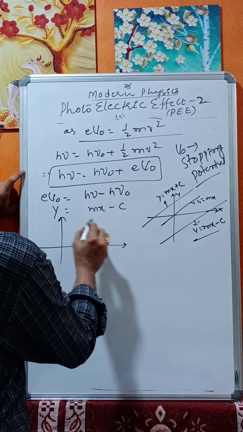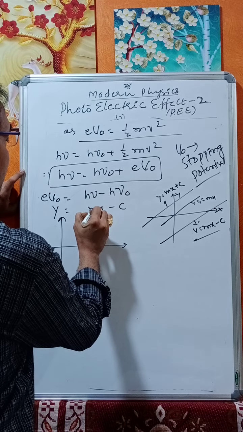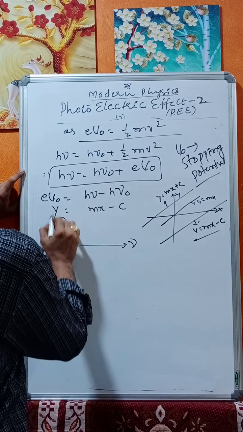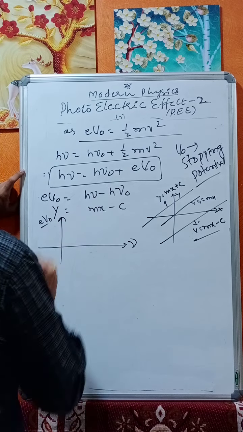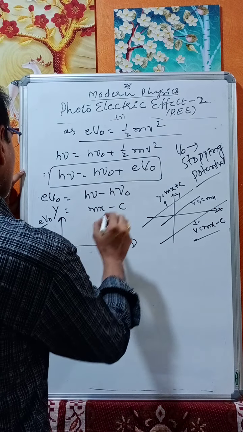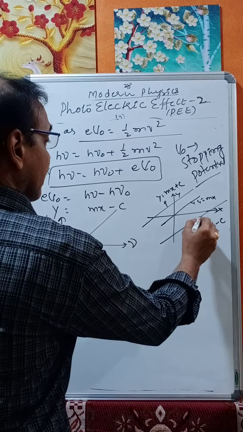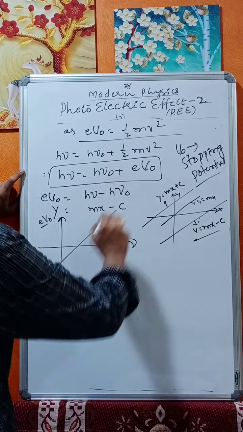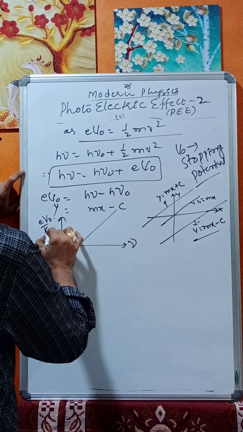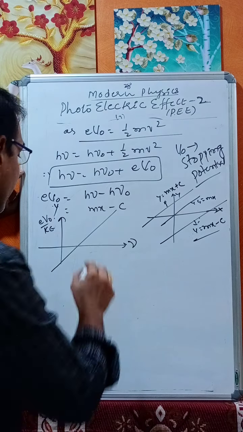what is the value of x here? h is constant, the slope is constant, therefore nu, the frequency, is x. In terms of y we have eV naught, we can take eV naught. Now the graph is something like this, isn't it? This is the y equals mx minus c graph. And therefore, this is a kinetic energy versus frequency graph.